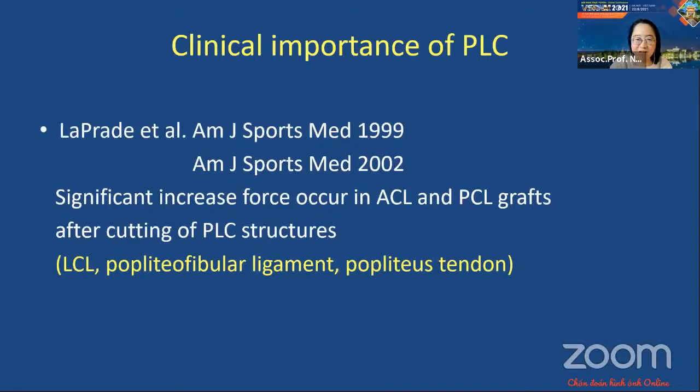So in this talk, I want to emphasize that there is a study looking at this particular structure. By cutting this structure one by one, the major structures were the LCL, popliteal fibular ligament, and popliteal tendon. Cutting these significantly increased force on the ACL and PCL graft. So when you do ACL or PCL reconstruction, you're supposed to look at these structures and make sure that they are still intact. Otherwise, you may need additional surgical technique to fix these structures.